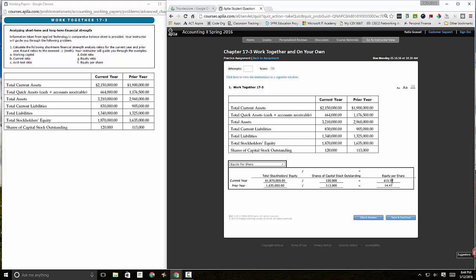Basically, our equity per share has gone up from 14.47 to 15.58. That tells us how much ownership of the company each share represents. So this value is going up, and that is a favorable trend, something they would want to continue. By taking a look at all of these different calculations, it gives us a snapshot of how well the business is doing. We don't just look at our cash account or our equity account to find out what's going on. We have to take a look at individual aspects to see how well we're doing.